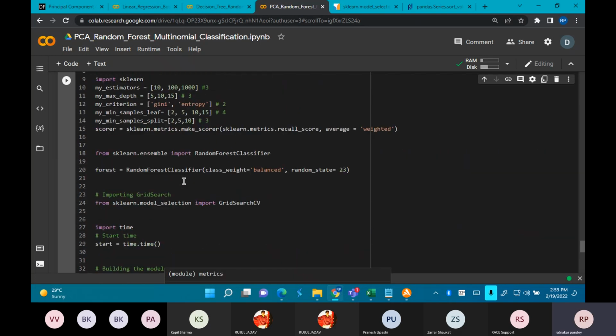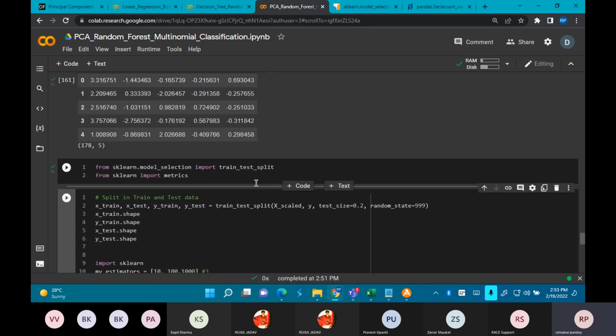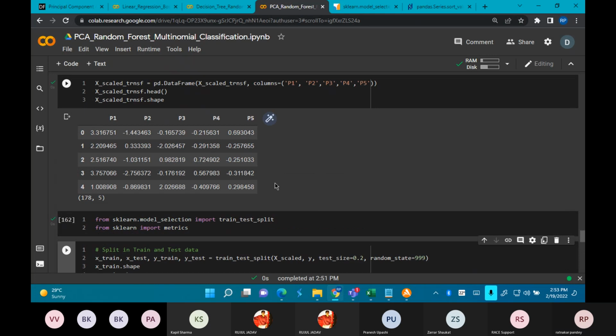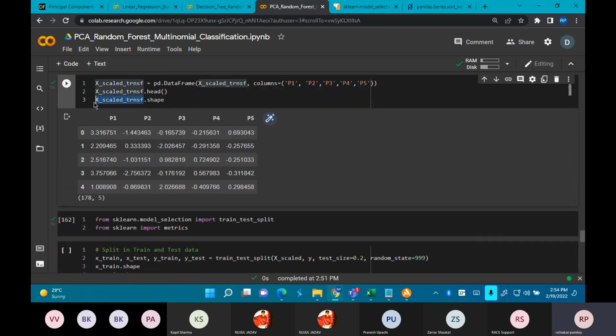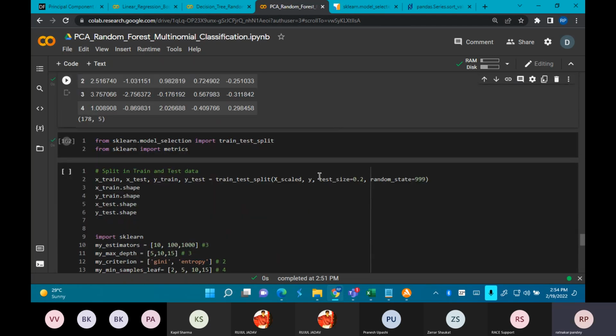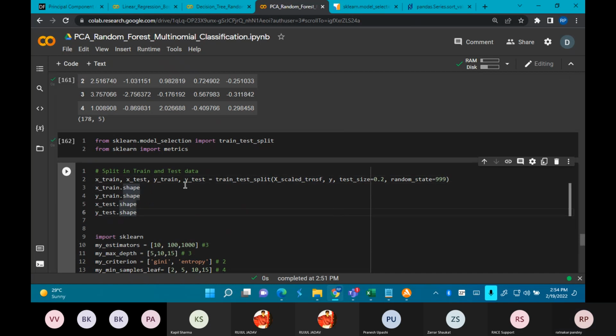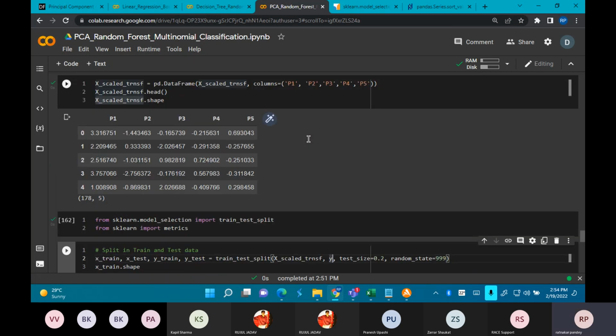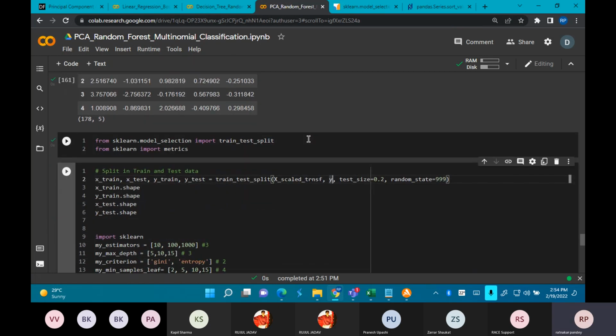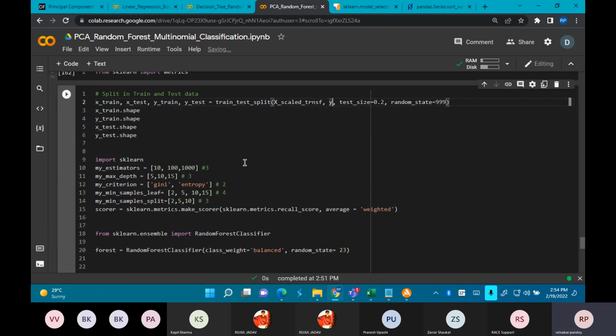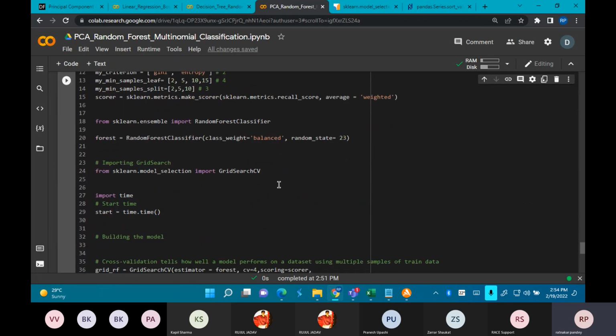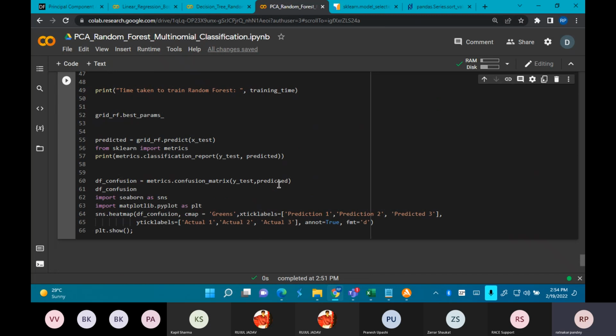Okay, so the change we're going to make is we will have X scale transform fed into the split. Y will remain the same, no changes at all. Let me just make sure: X train, X test, Y train, Y test. X train is transformed. These go in there. We start here. I think we are good to go.